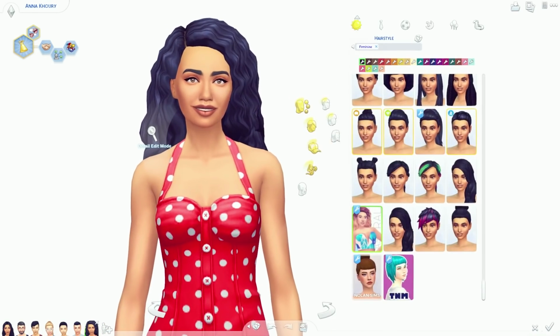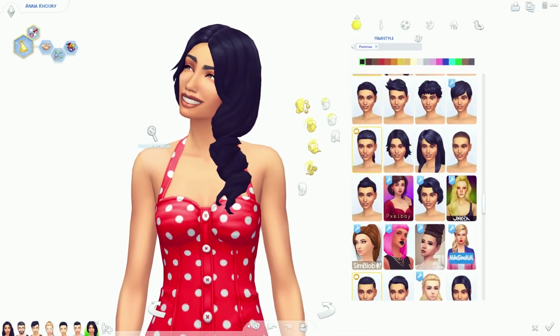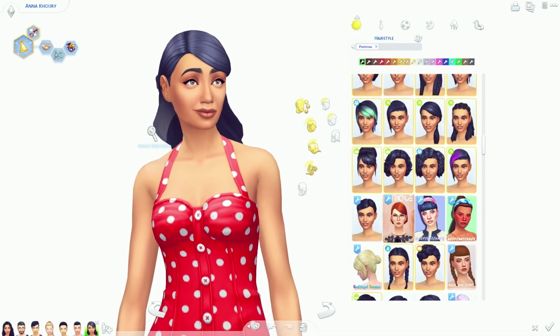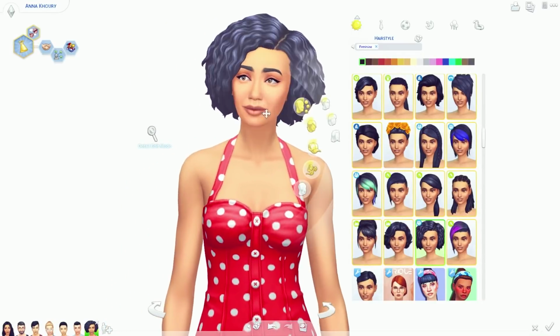So anyway, basically the rules were to use genetics and then use one preset, and then you could just drag everything else that you wanted. I don't think I used any presets. I basically just used the randomize for genetics, maybe once or twice, and then I got Anna.